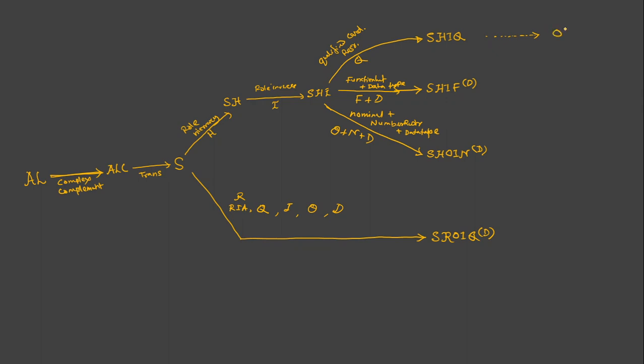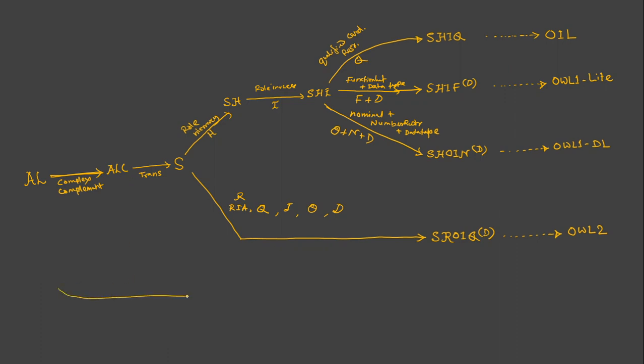SHIQ is aligned to OIL, which is the precursor to OWL, the ontology inference language. So you can model the OIL ontology language with SHIQ. SHIF can be used to model OWL 1 Lite, SHOIN(D) can be used to model OWL 1 DL, and SROIQ(D) can be used to model OWL 2. So this is the kind of relationship that we can have between different language families of description logic.